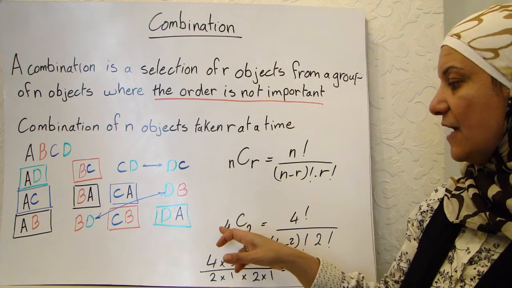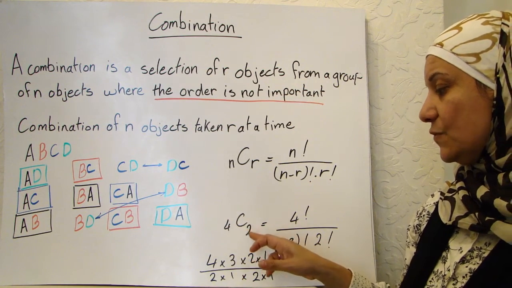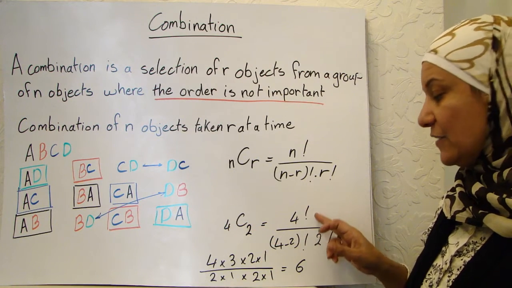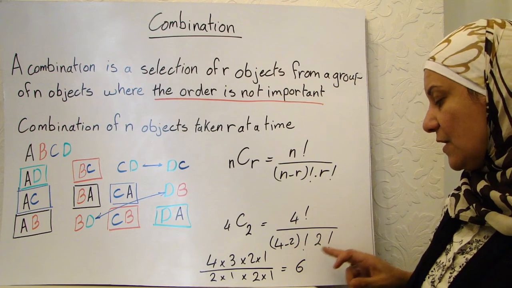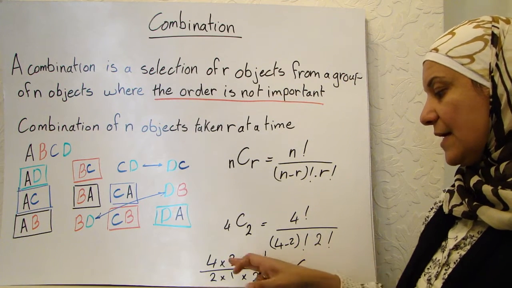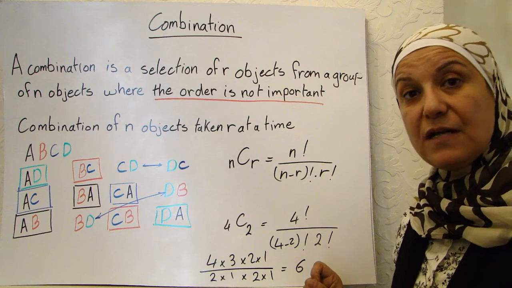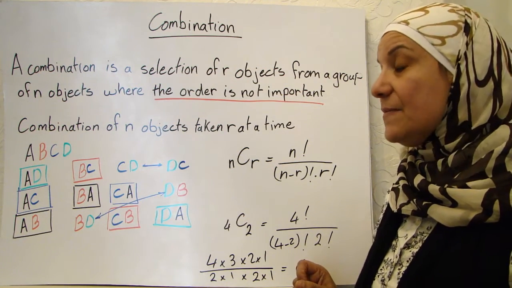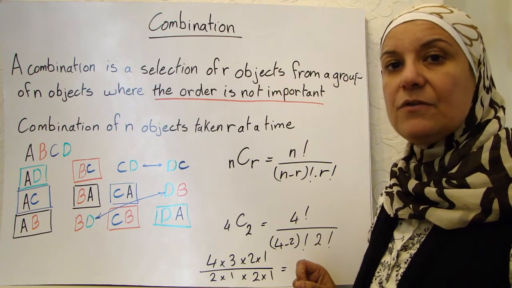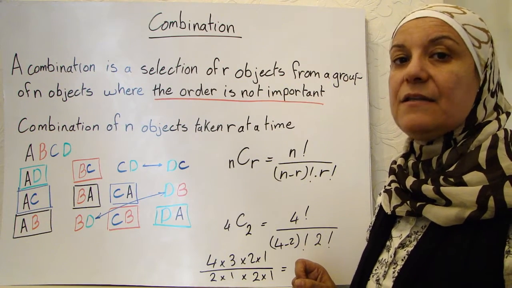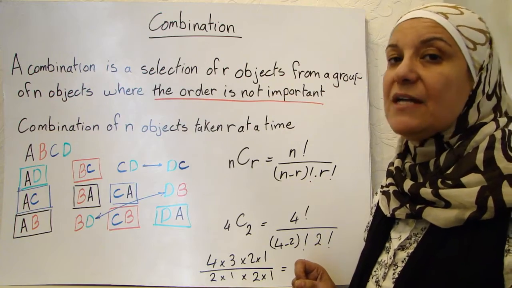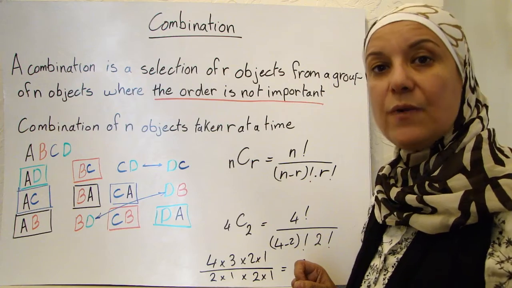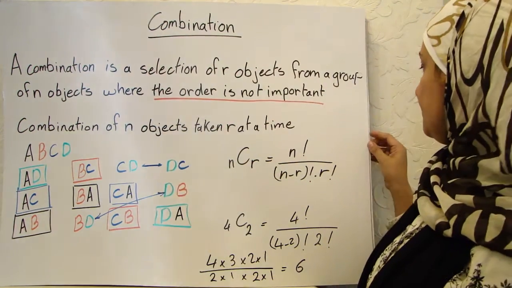So in this case, I have 4 C 2, which is 4 combination 2, is 4 factorial over 4 minus 2 factorial multiplied by 2 factorial. I get my answer to be 6. Remember last time when we had our permutation, it was 12. For the combination, it is 6. Always and ever, the combination is much less than the permutation. Why? Because in the combination, I don't care about the order. So I'm going to make them less. Each 2 of those would make only 1 in my combination.